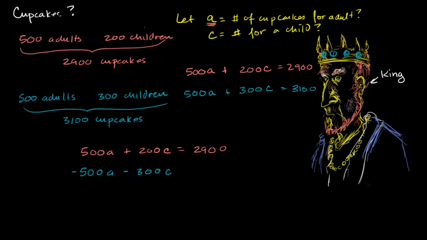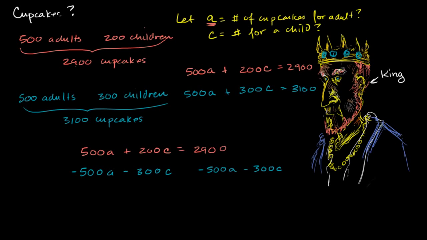And you just say, hold on one second here. I'm subtracting the left-hand side of this equation, but this left-hand side is the exact same thing as this right-hand side. So here I could subtract 500A and 300C, and I could do 500A and subtract 300C over here.